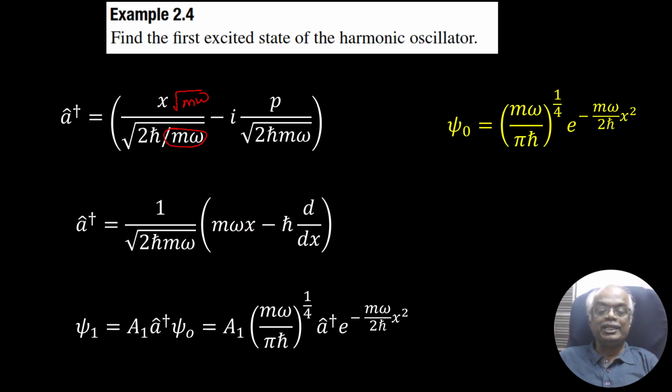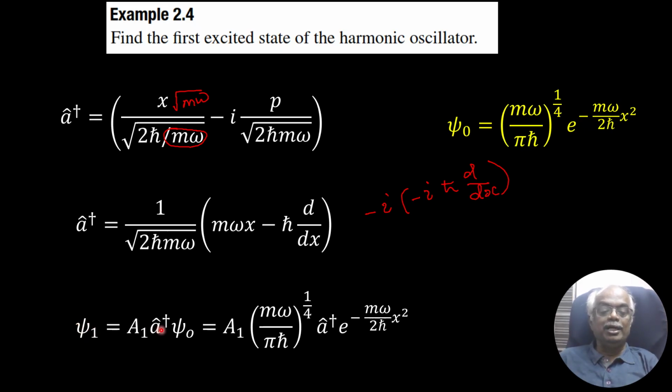This you can take i, and p you replace by its operator, minus i ħ d by dx. I am replacing p by its operator. So here, if you multiply minus i into minus i, you will get i squared. i squared is minus, so you get minus, and you have this ħ d by dx. Now our ultimate aim is we want to find the first excited state.